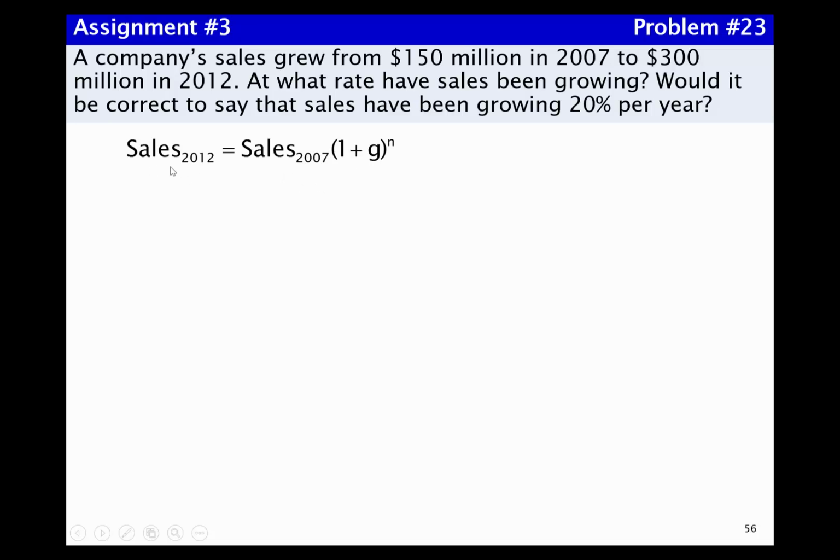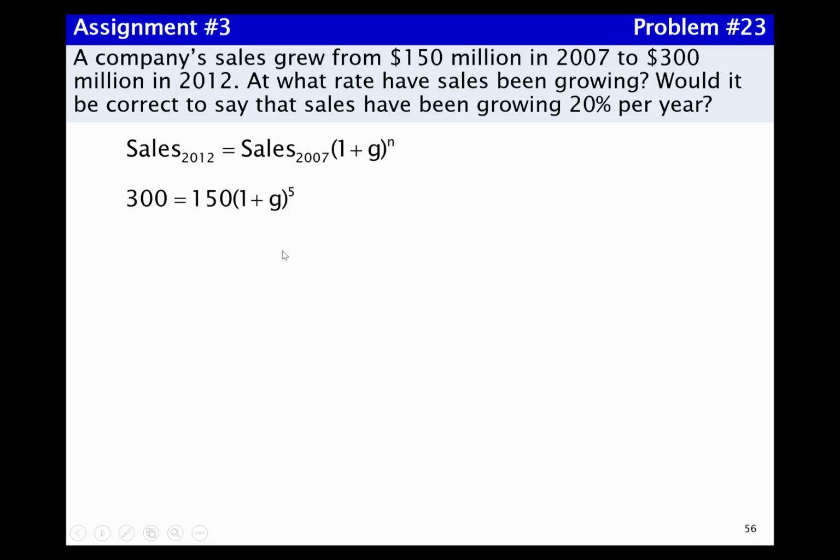value of sales. So let's put in the 300. I'm going to knock off the millions. It's going to cancel out with the millions on the other side. So 300 million equals 150 million, or 300 equals 150, times 1 plus G to the 5th power. And this is a problem just like we'd solved for an unknown interest rate earlier, where we let 50 go to 100 over 10 years.